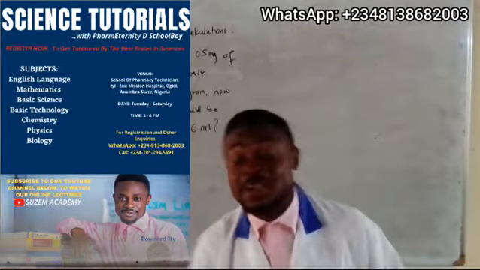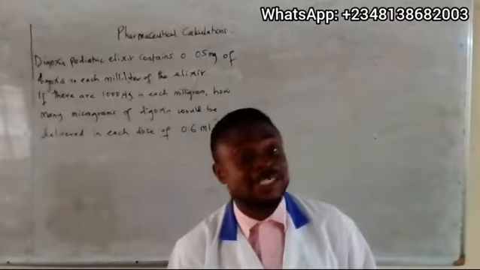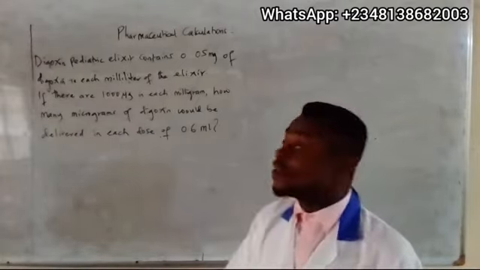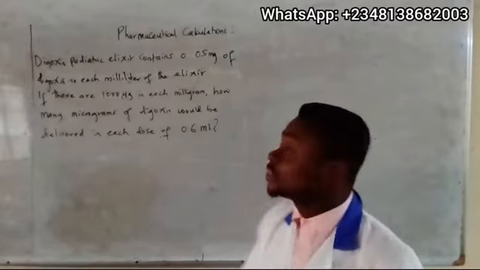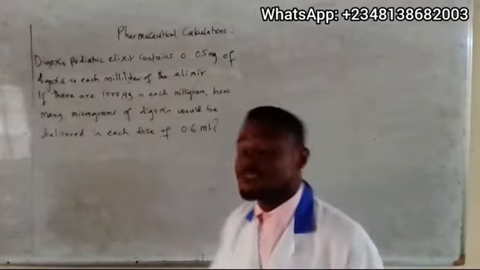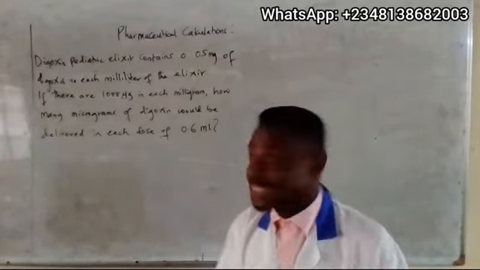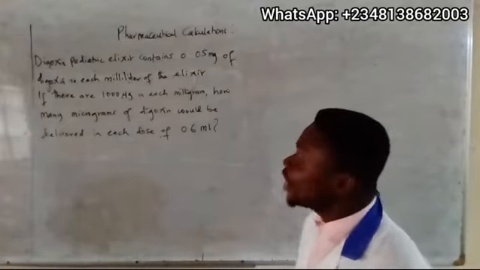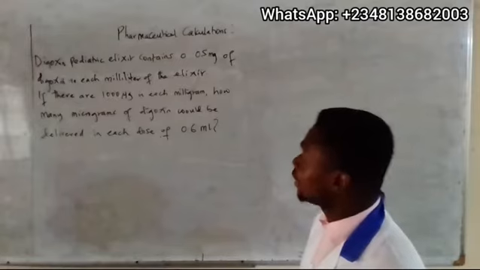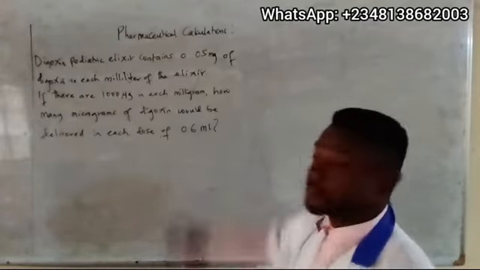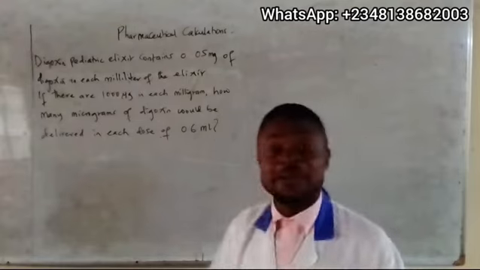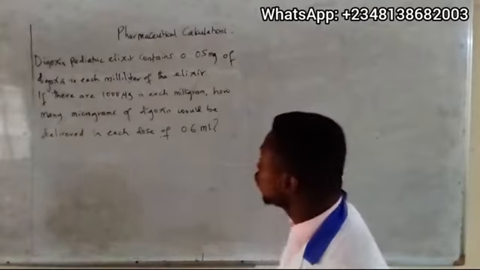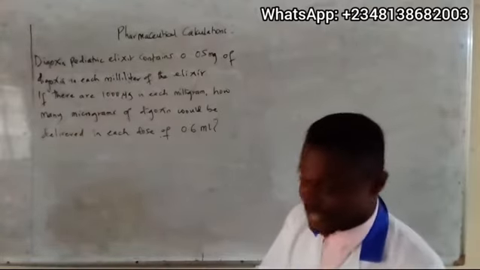Today we are going to take a look at pharmaceutical calculations. And we have a question on the board. The question says, digoxin pediatric elixir contains 0.05 milligram of digoxin in each milliliter of the elixir. If there are 1,000 micrograms in each milligram, how many micrograms of digoxin would be delivered in each dose of 0.6 ml?